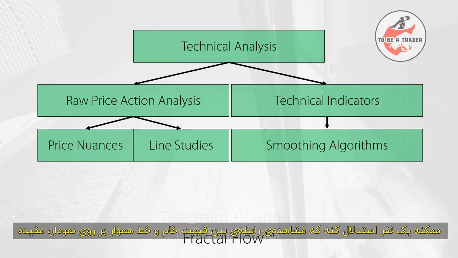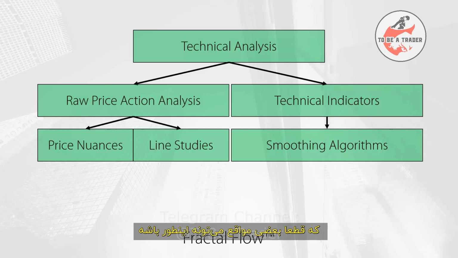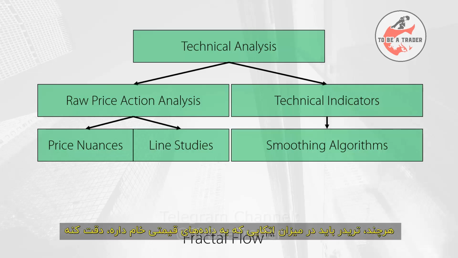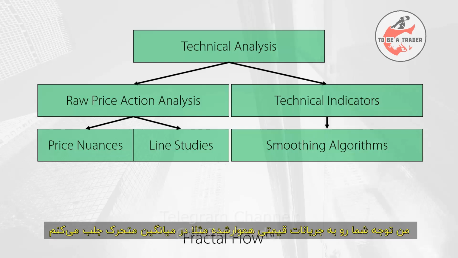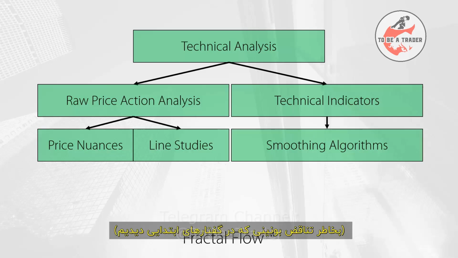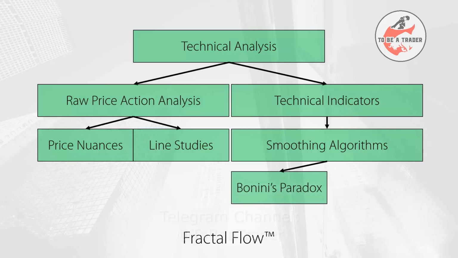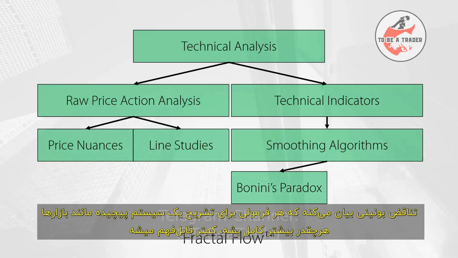One can argue that it is useful to observe the relationship between raw price and a smooth line on a chart, which can certainly be the case sometimes. However, the trader needs to be careful about how much he is going to rely on smoothed price data. I am calling your attention to smoothed price streams like in a moving average, for example, because of the Bonini's paradox we saw in earlier lectures. Once again, the Bonini's paradox states that any formula to describe a complex system like the markets becomes less understandable as it becomes more complete.